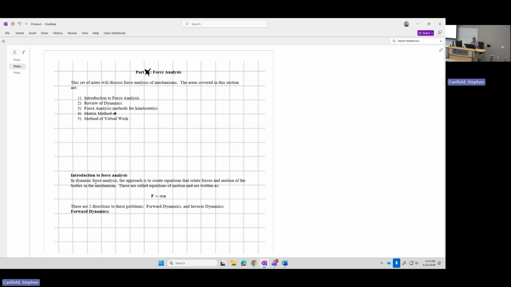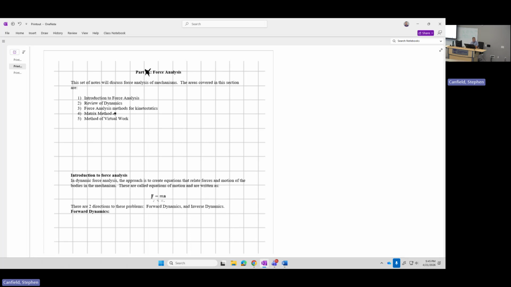Introduction to force dynamics. In dynamic force analysis, the idea is you create these equations of motion that relate forces and motion to the bodies in the mechanism. These are called the equations of motion. Really the governing equations to some degree of everything, and they are written in this form: F equals ma. Of course, this is a Newtonian-based format, and that's what we're considering.